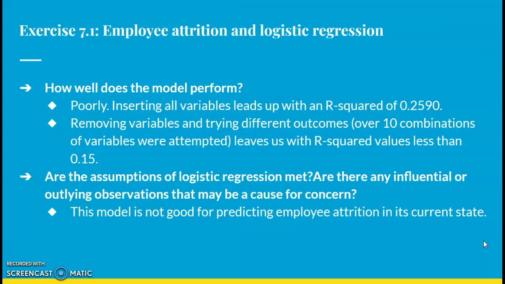So to answer the questions, how well does the model perform? Poorly. Inserting all variables ends up with an R-squared of 0.259. Removing variables and trying different outcomes, over 10 combinations of variables were attempted, leaves us with R-squared values less than 0.15. Are the assumptions of logistic regression met? Are there any influential or outlying observations that may be a cause for concern? This model is not good for predicting employee attrition in its current state.